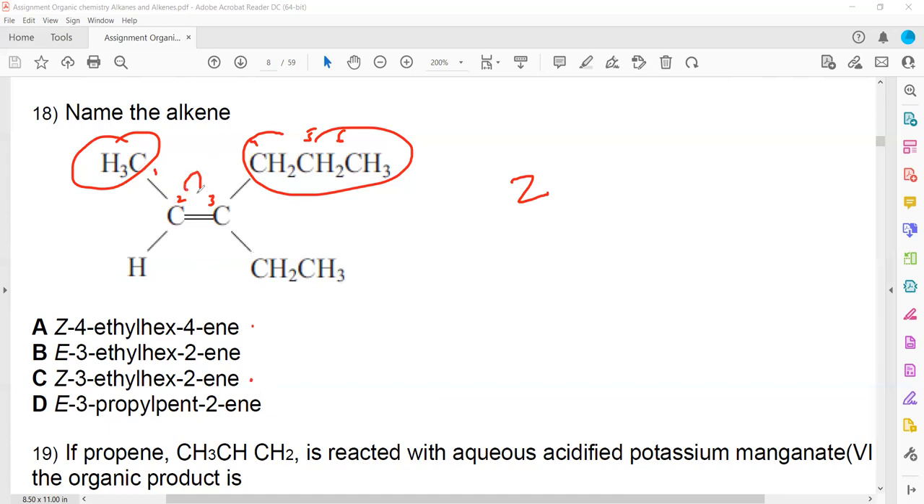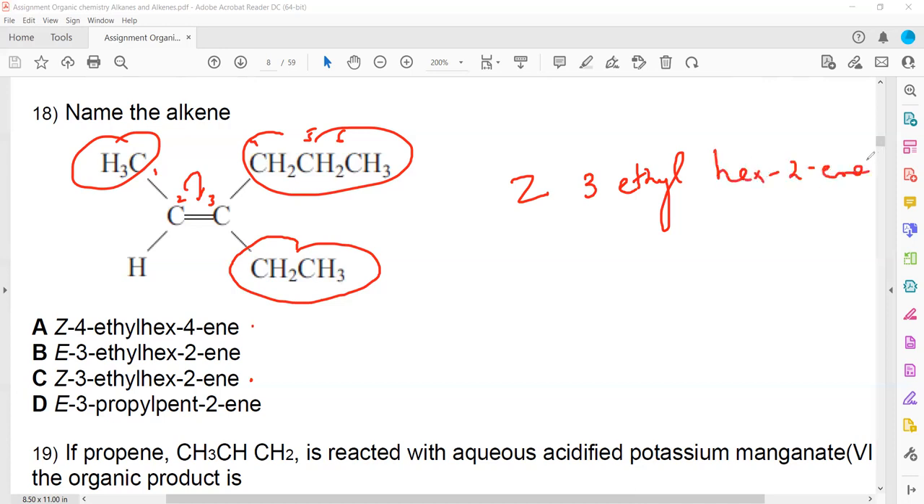Then at the second position, we have a double bond and 6 carbon atoms are there. And this is a branch. At the third position, we have a branch, which is ethyl. So it is Z, 3 ethyl. At the third position, we have a branch which contains 2 carbon atoms. And at the second position, we have a double bond. So it is hex, and at the second position we have a double bond, so 2E. So it is 3-ethylhex-2-ene. Third position, ethyl as a branch. Second position, we have a double bond.